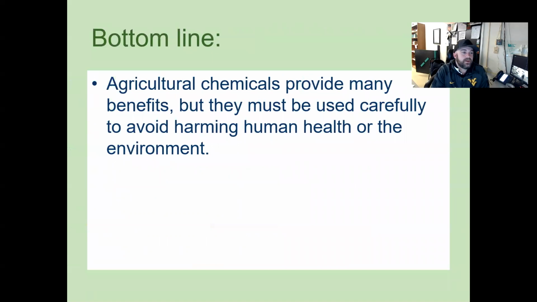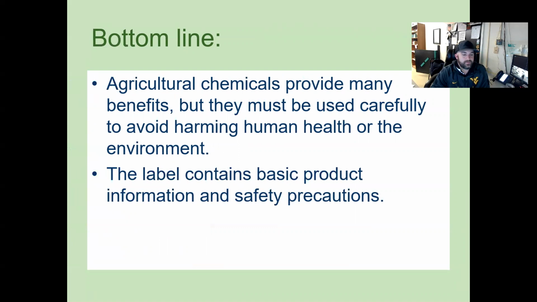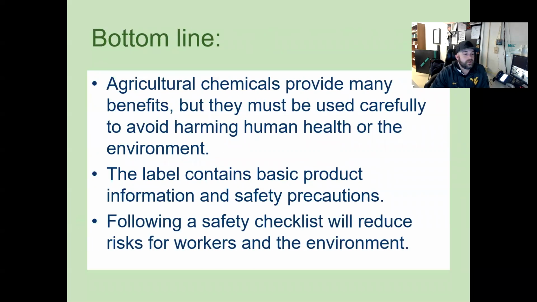So the bottom line, agricultural chemicals provide many benefits, but they must be used carefully to avoid harming human health or the environment. The label contains basic product information and safety precautions, and following a safety checklist will reduce risk for workers and the environment.